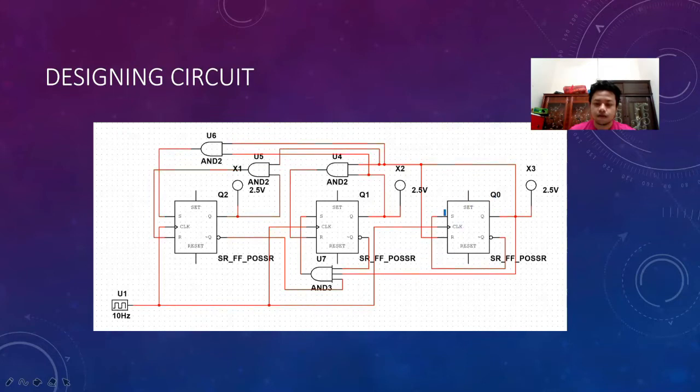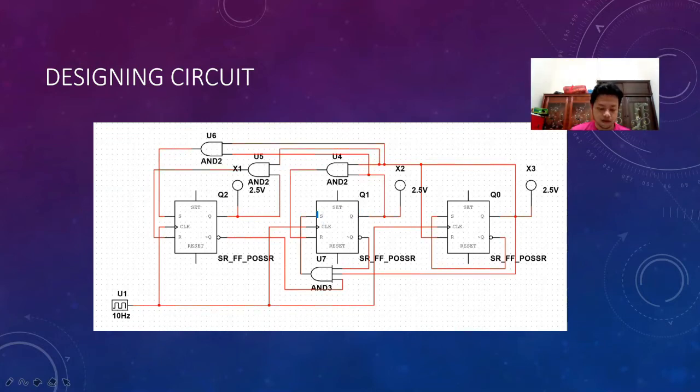I will be talking about the first SR flip-flop. Since S0 here is equal to Q0 bar, we connect S0 to Q0 bar, and then we connect R0, which is here, to Q0. Moving on to the next SR flip-flop, the second one, the Q1 SR flip-flop.